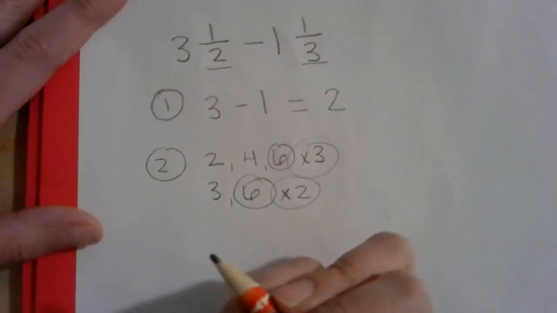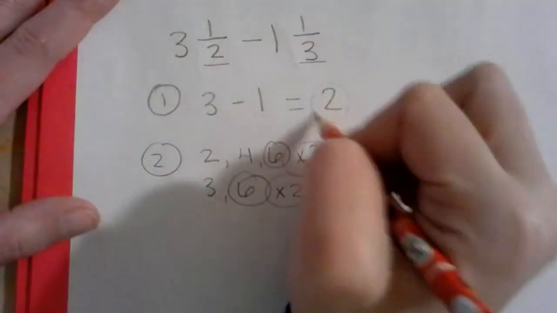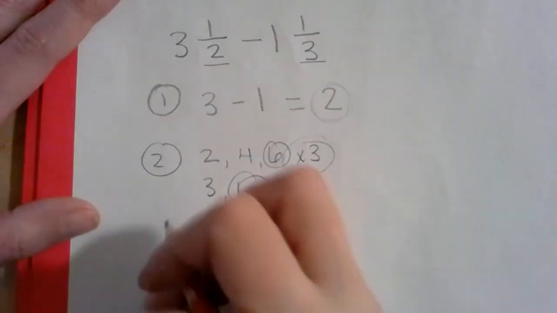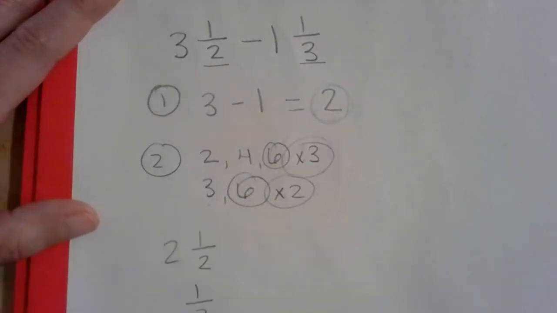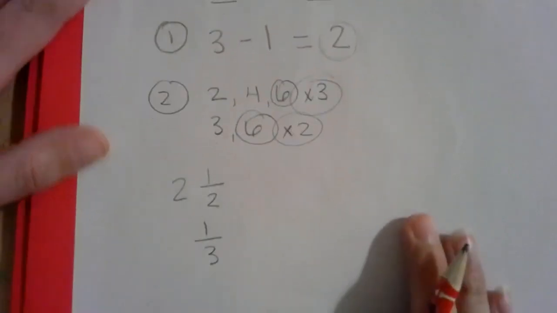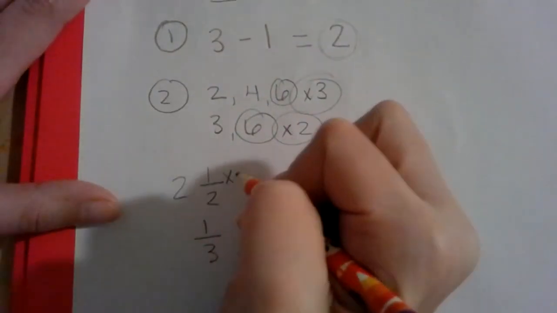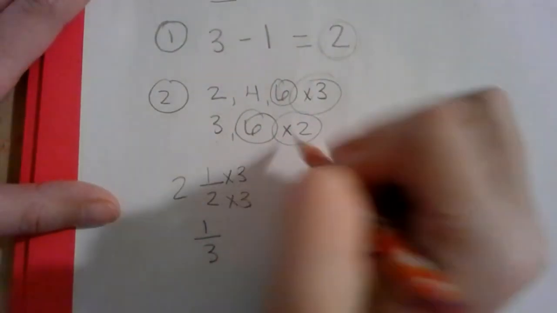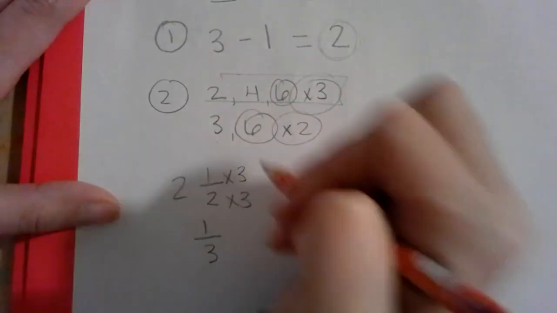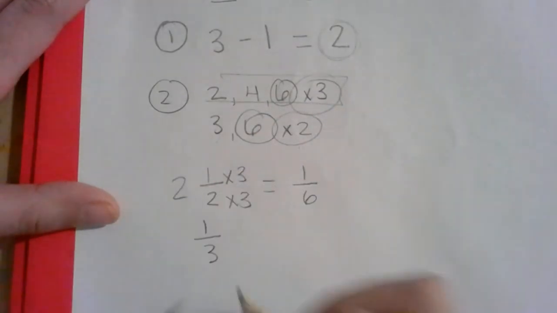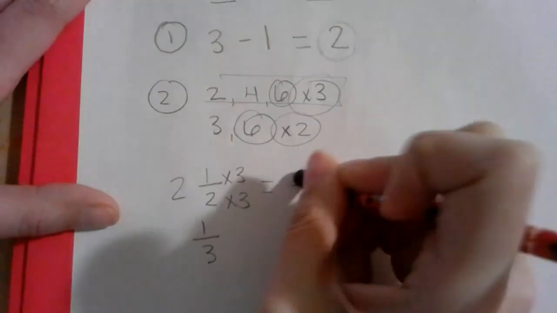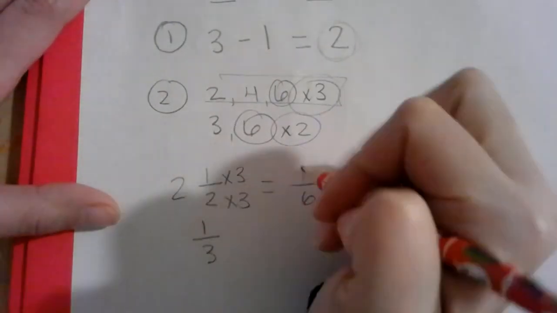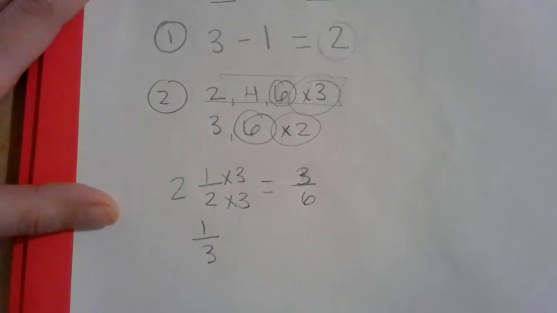So I'm going to stack those fractions. But this time, this 2 goes back with this first fraction. So I have 2 and 1/2, and I have 1/3. So in order to change that 1/2, I need to multiply by 3. Remember, I got that information from my skip counting. And for this one, oh, come on, Mr. Winner, get your life together. 3. And for this one, times 2.